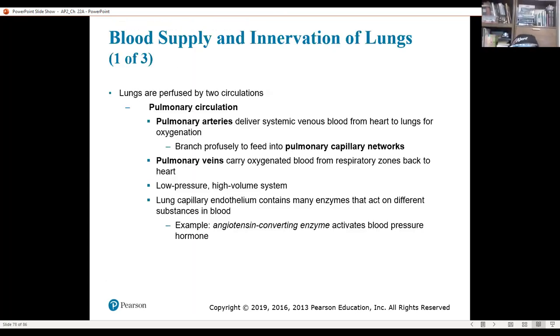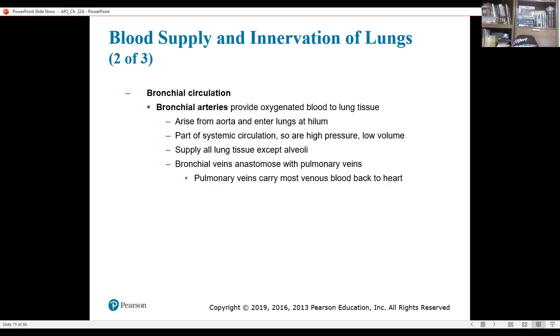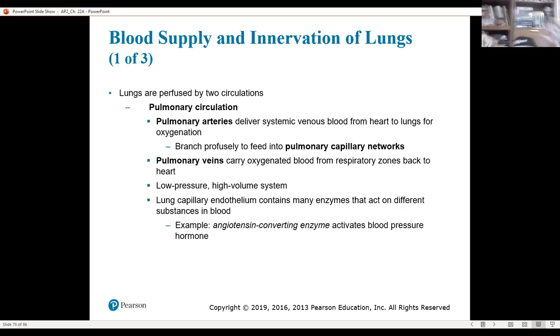All right, so lungs are perfused. Remember, perfusion is how much blood you're sending through, how much gas exchange you do there, but perfused by two circulations. There's pulmonary circulation and there's bronchial circulation. So, pulmonary circulation, pulmonary arteries deliver systemic venous blood from the heart to the lungs, and they branch and feed into pulmonary capillary networks. That's great. The pulmonary veins then return the blood back to the heart. You know all this, you've heard all of this.